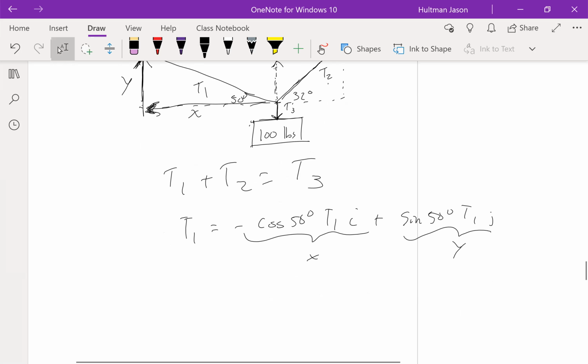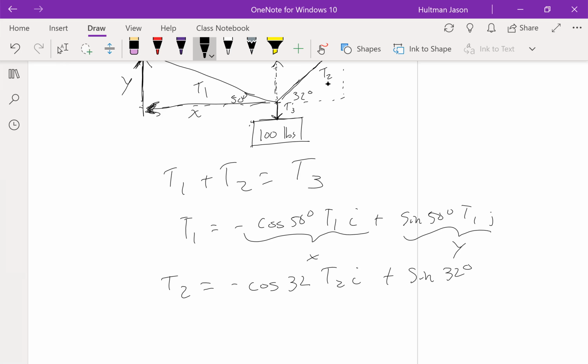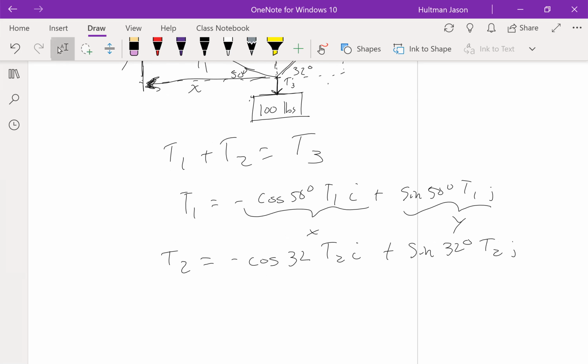Same thing with T2. This is negative cosine of 32 T2 I in the I direction, which is the X direction, plus the sine of 32 degrees T2 J. And so now what do I know? Well, if I add these two, I should come out with the tension on T3. We'll get to that in a minute.